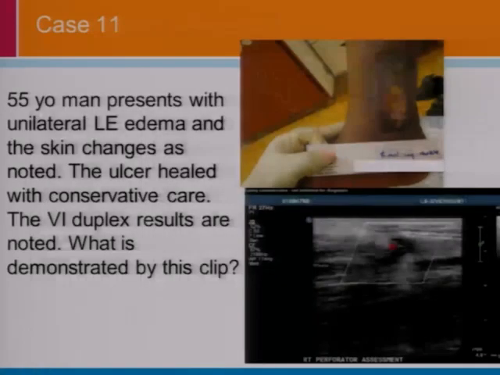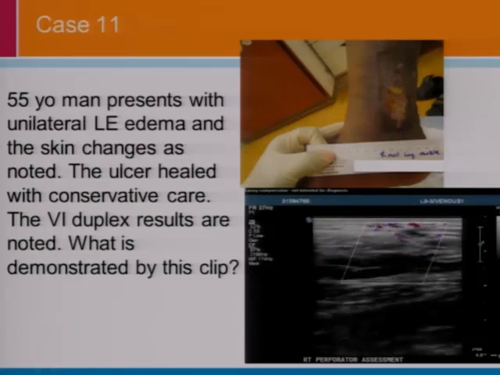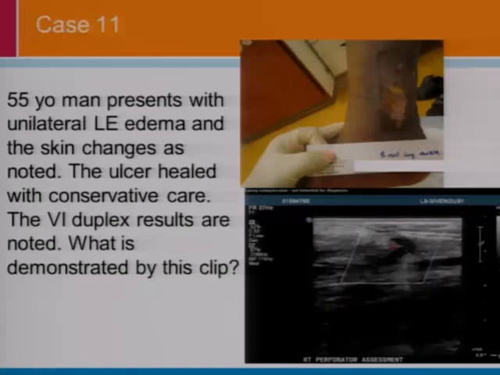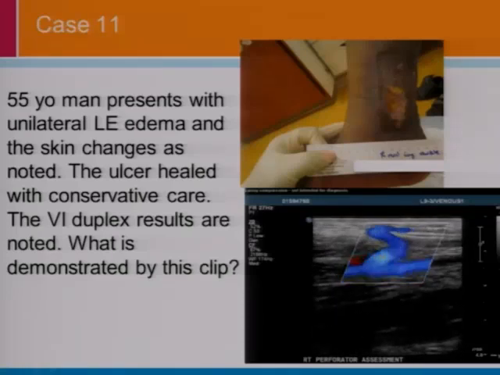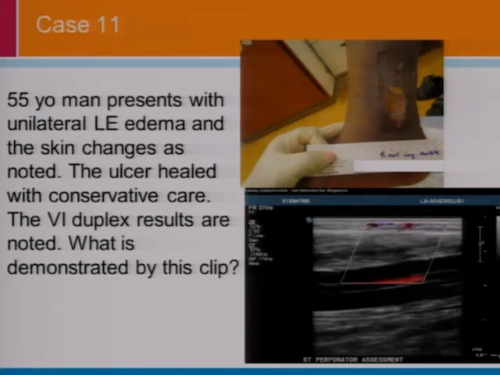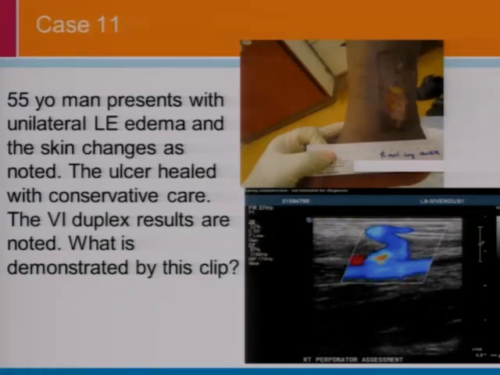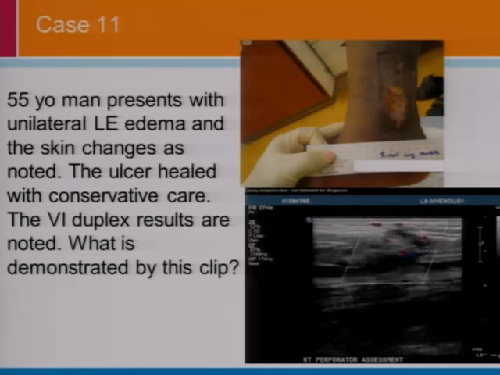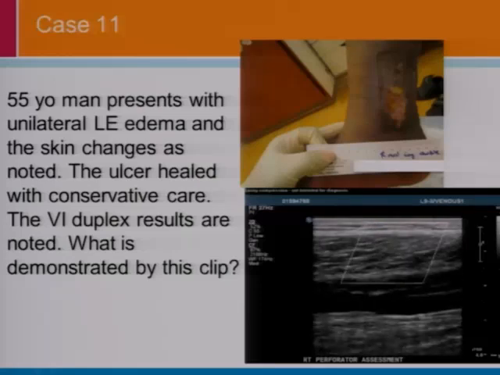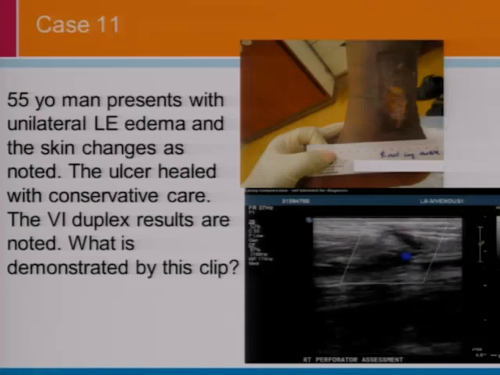Okay, those are all the cases that you have in your book. I have a few more minutes, and I have 3 additional cases. Do I still have a few minutes? Yes? Okay. So this is a 55-year-old man who presents with unilateral lower extremity swelling, skin changes as noted. He had an ulcer here that healed with conservative care being compression. You can see he's still got some edema, and you can see the compression marks. The venous duplex results are as noted, and the question is, what are we seeing in this clip? I'll let this play for a little bit. Give it one more cycle here.